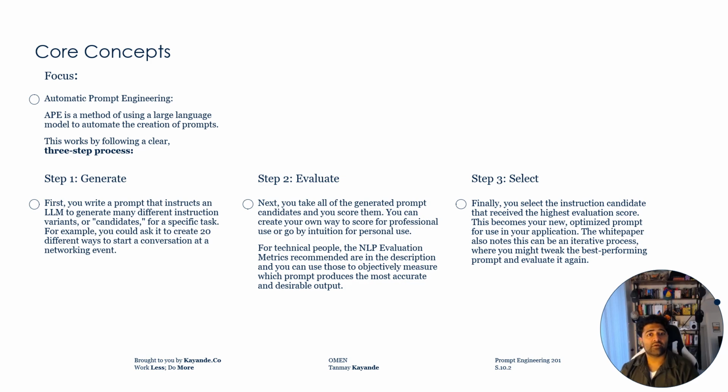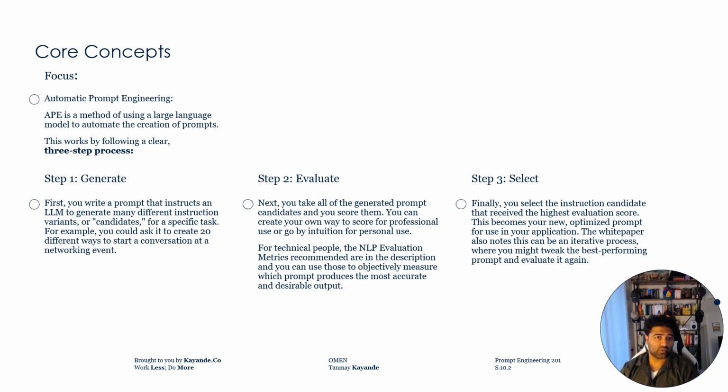Generate. First, you write the prompt that instructs the LLM to generate many different instruction variants or candidates for a specific task. For example, you could ask it to create 20 different ways to start a conversation at a networking event. Next, evaluate. You're going to take all of the generated prompt candidates and you score them.